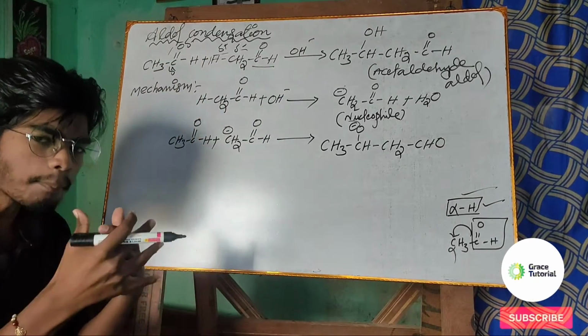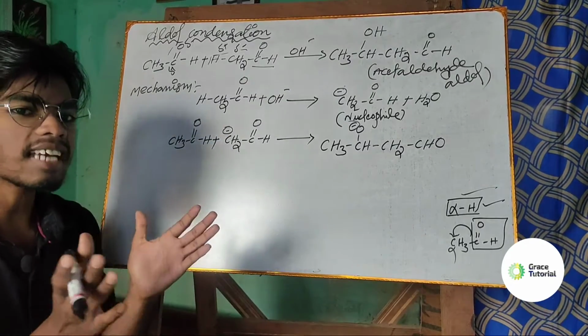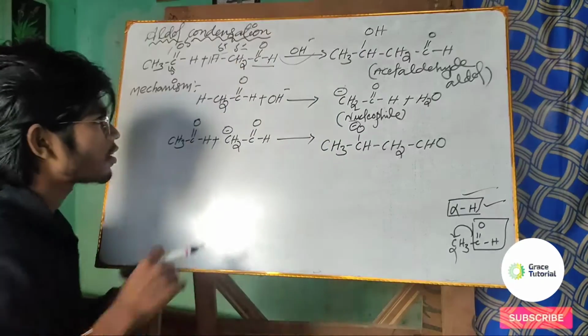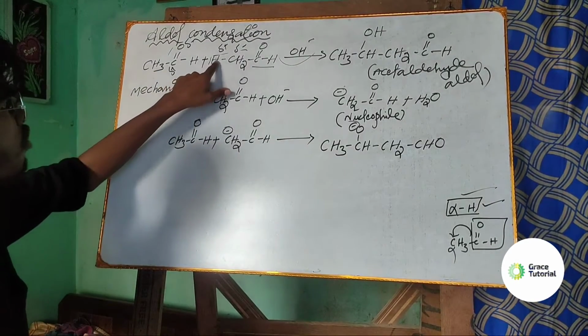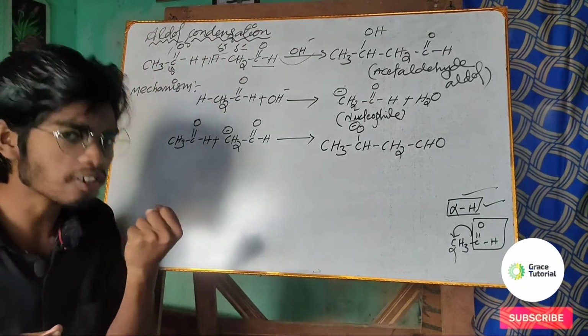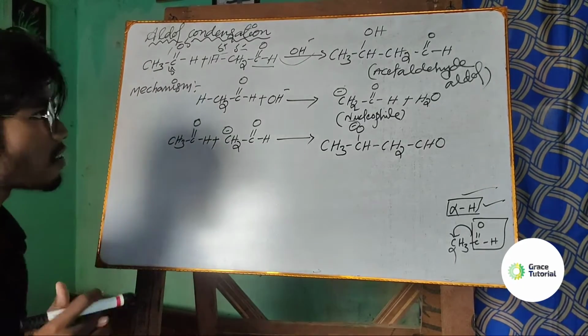That means both the compounds are acetaldehyde. So a mixture of acetaldehydes have been taken in the presence of dilute alkali. So what happened here? The hydrogen atom, which is partially positively charged, will be attracted by the oxygen atom, which is partially negatively charged.